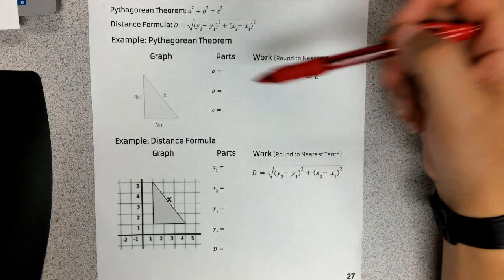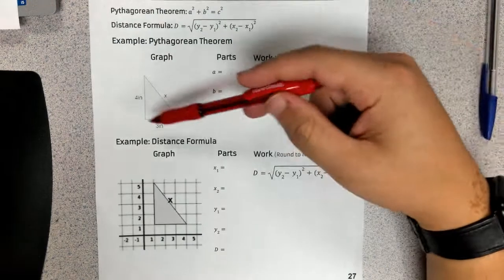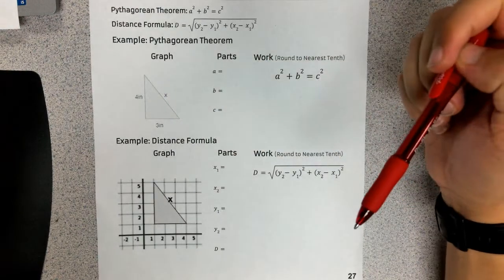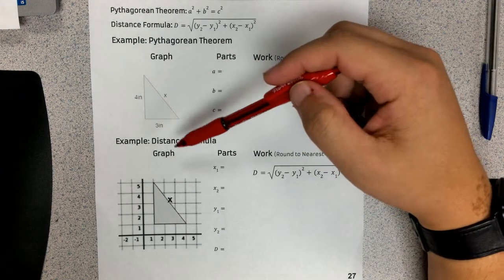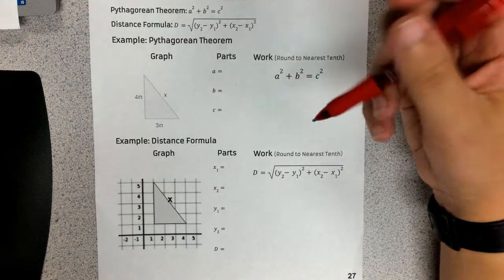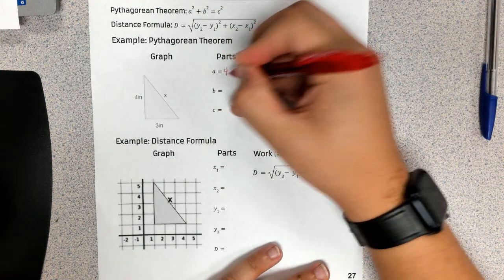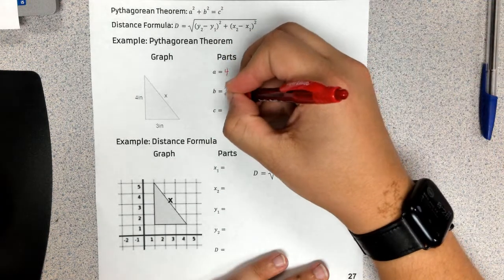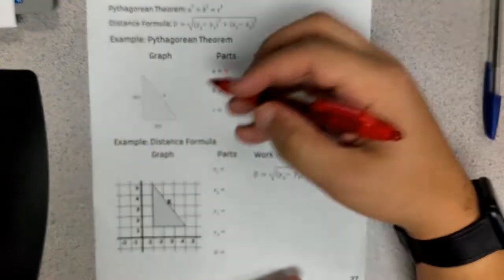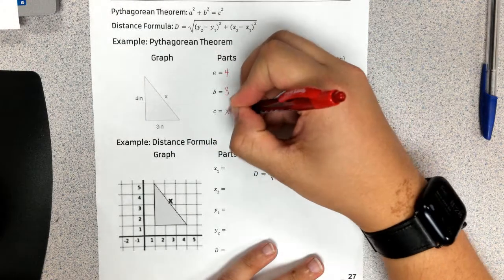So first thing we see, we have the graph here. We have a leg and a leg, and our hypotenuse is unknown. So we have 4 and 3 as both of our legs. So I'm going to choose 4 for my a and 3 for my b, and my hypotenuse is going to be that x.